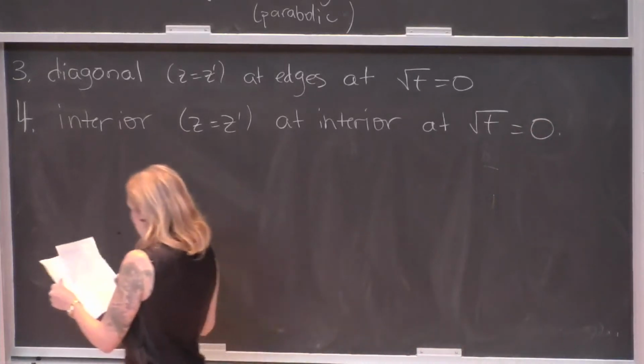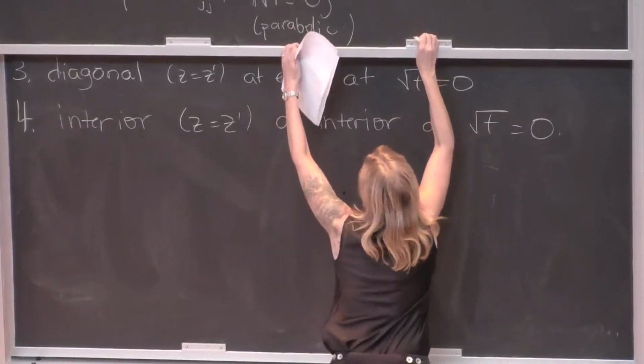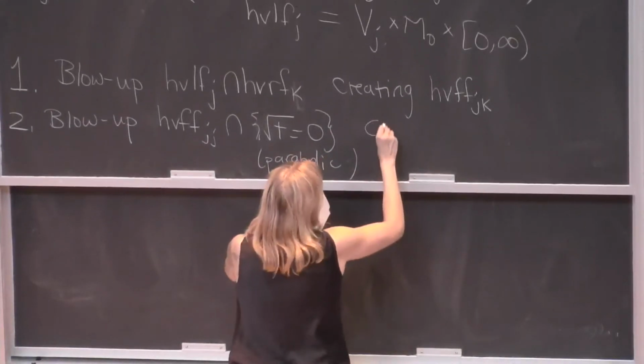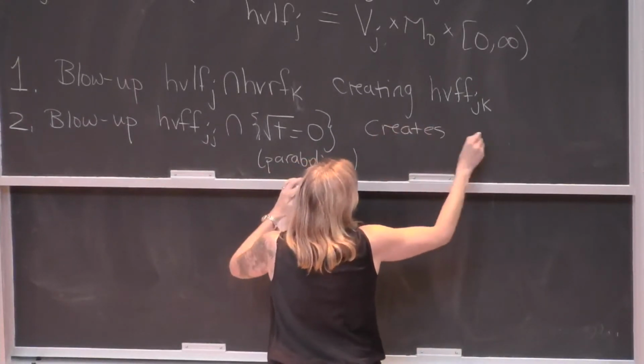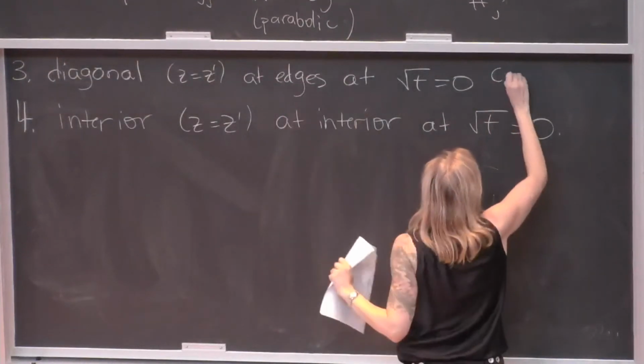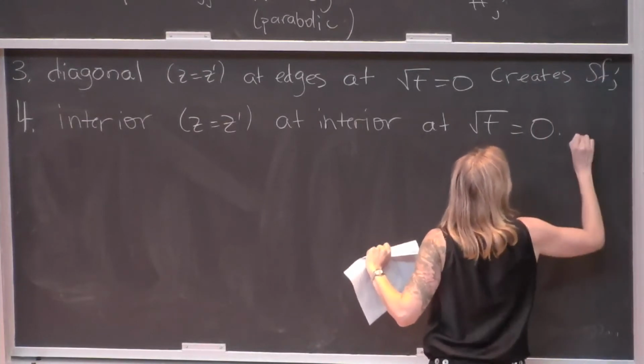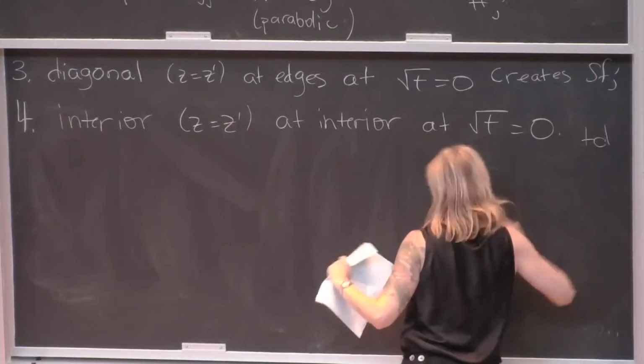That's curve t equals 0. Okay, and this one, so I should write what these calls. This creates FFJ, creates SFJ, and this creates TD.